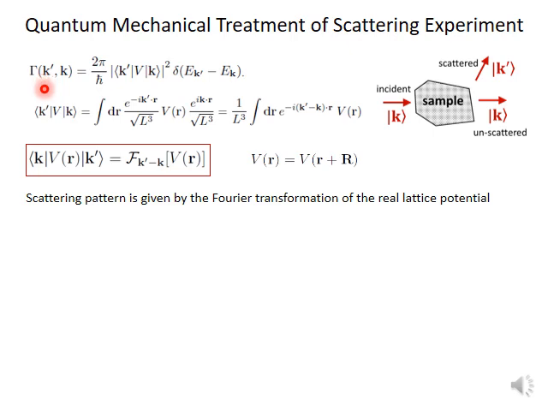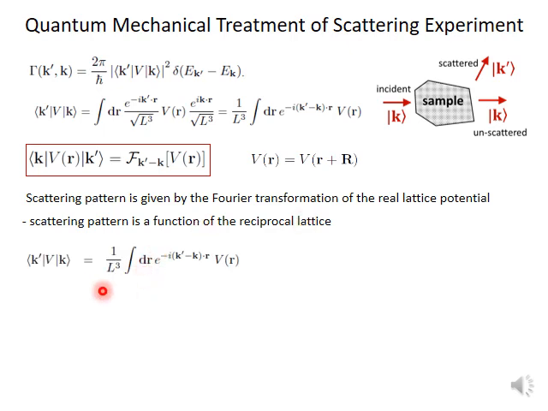So what does it tell you? That whatever scattering you detect is basically a Fourier transform of the real space lattice potential. So that's why it justifies treating a scattering experiment as an experiment which probes the reciprocal space and not the real space. So let's look at this potential a bit more.